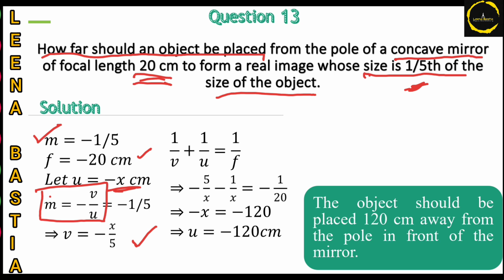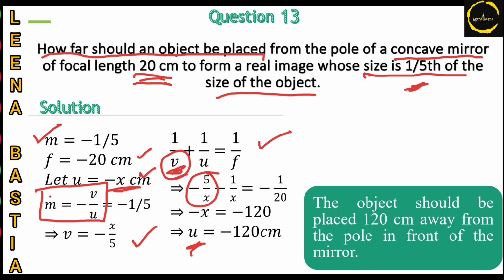Now we got it, because we have to find the object distance. So u we need to find out, which we had taken as x. Now just substitute the value that we got into the mirror formula. Here in this formula you have to substitute it. The v value is x by 5. If we write x by 5 at the bottom, since it is 1 by x by 5, it will become 5 by x. I hope it is clear to you all.